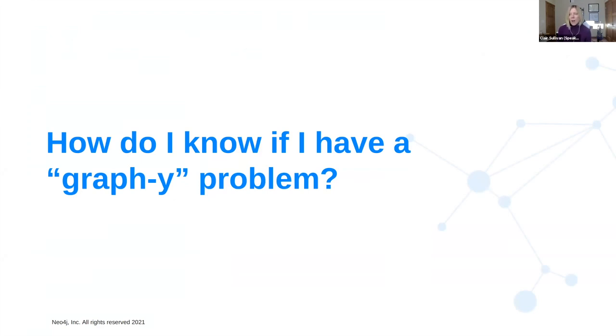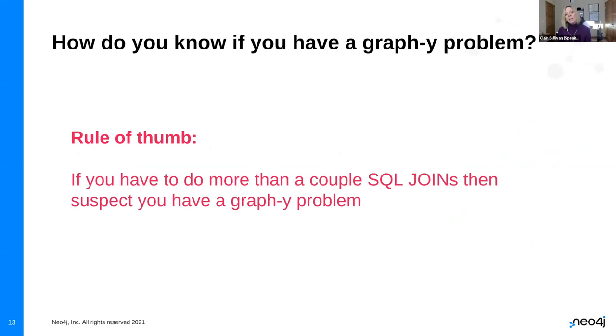Okay, so how do I know if I have a so-called graphy problem? That's the technical term, graphy. There's a rule of thumb that I like to tell people, and that is if you are doing something in SQL and you have more than a couple joins, maybe you're doing it in Pandas, whatever, but you're joining on a few different tables or several different tables, this is a hint that you have a graphy problem.